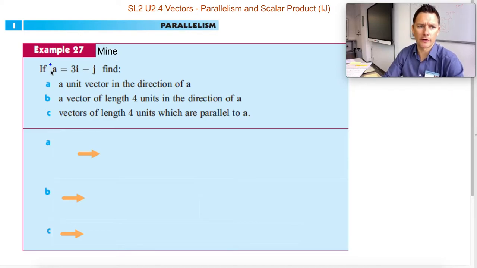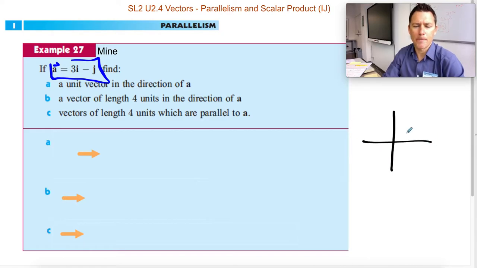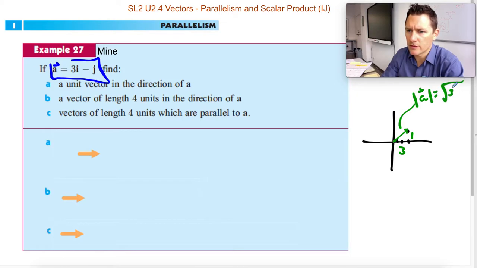So here's our vector. We want to find a unit vector in the direction of this A vector. Let's start with that. This is 3 over, 1, 2, 3, and 1 up, right? So I want to figure out the length, which is also called the modulus, or the absolute value, whichever you want to think about it. Well, it goes 3 over and 1 up. So the absolute value of this would be root 3 squared plus 1 squared, so root 10.